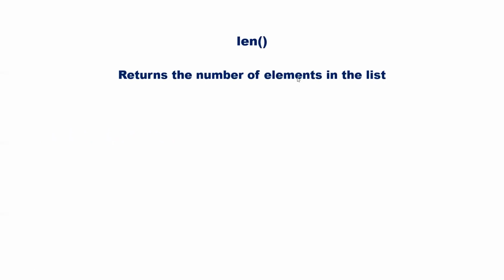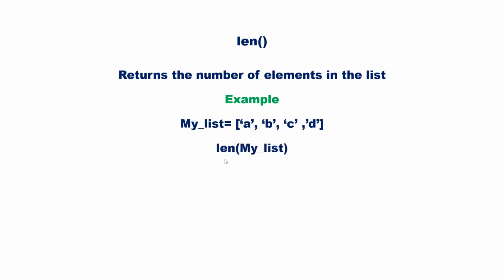Let us discuss the built-in functions that can be applied on a list. len returns the number of elements in the list, or the length of the list. For example, assume that my_list is equal to A, B, C, D. len of my_list will return the number of elements in this list. Here it is 4. So when we print len of my_list, we will get the value 4.